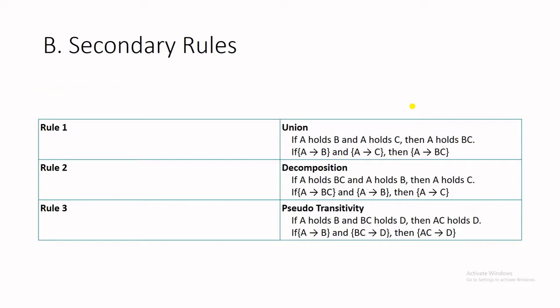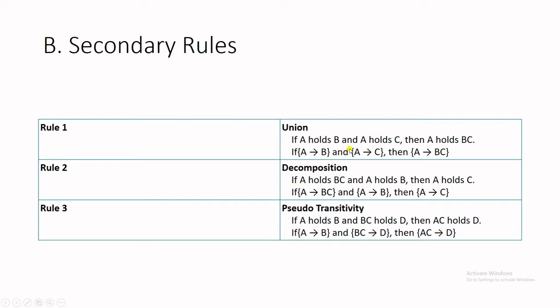Next are the secondary rules called union, decomposition and pseudo-transitivity. Union: if we have two attributes A and B, where B is dependent on A, and another attribute C with the functional dependency A → C, which means C is dependent on A, now we have two functional dependencies. First is A → B and second is A → C. When we perform a union of these two functional dependencies, the answer will be A → BC.